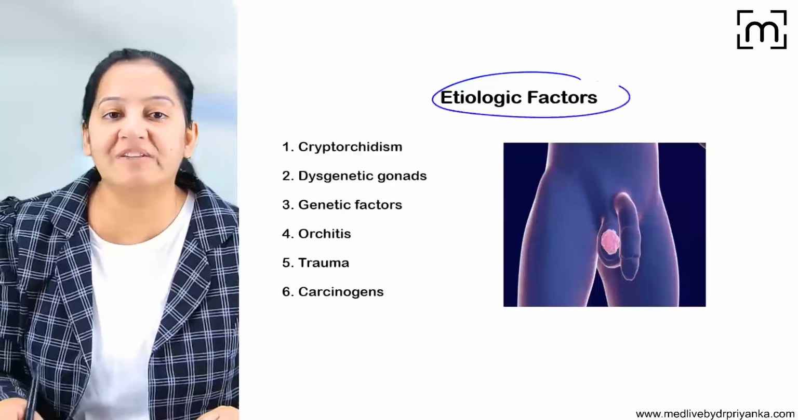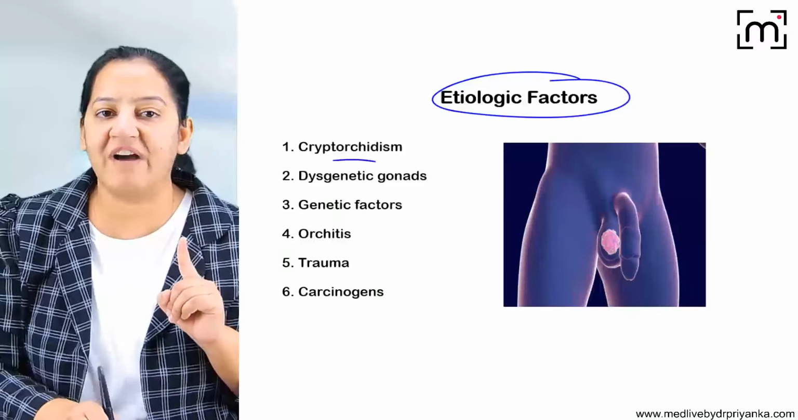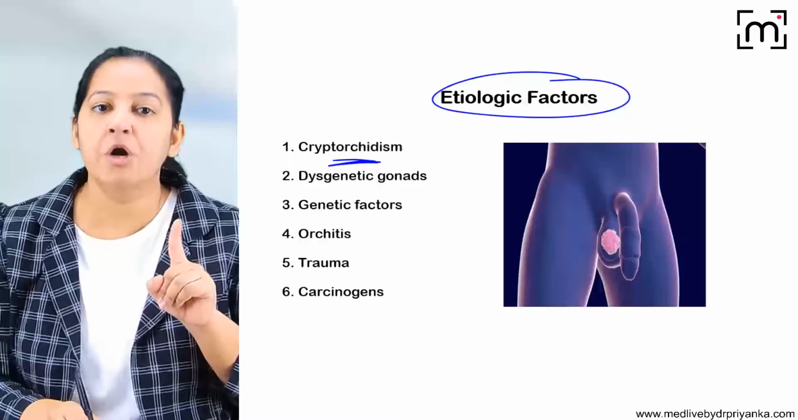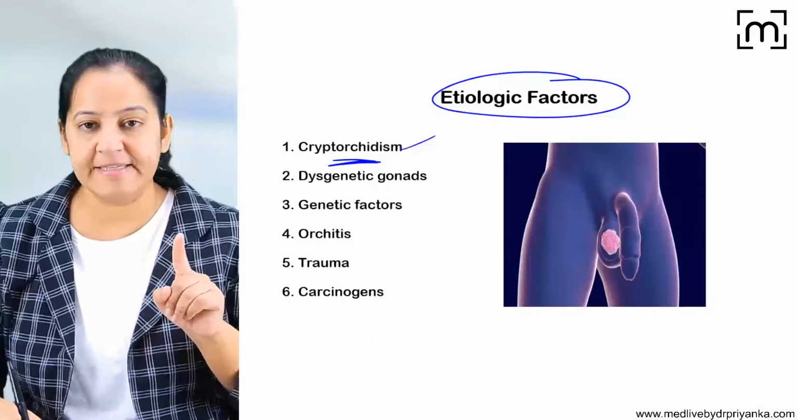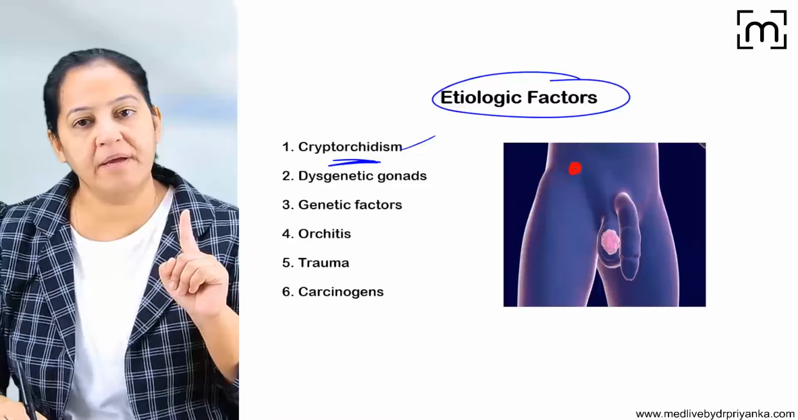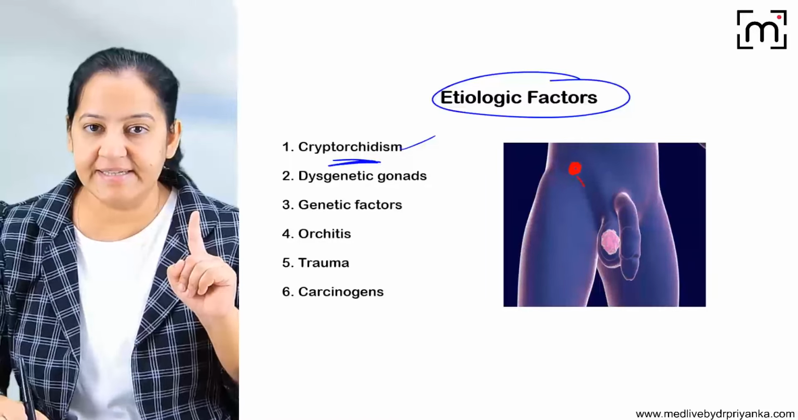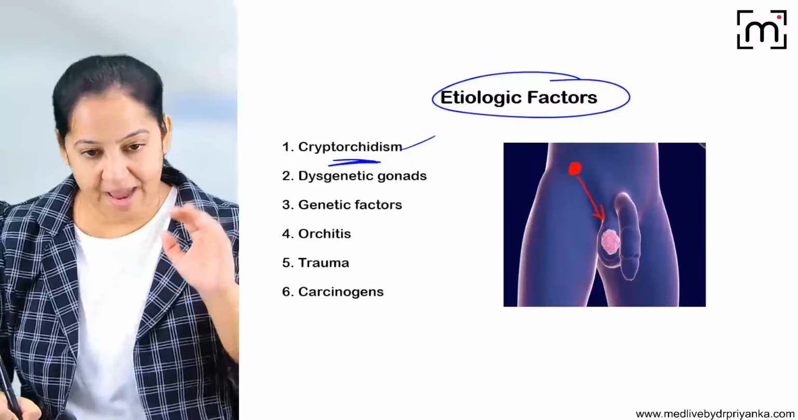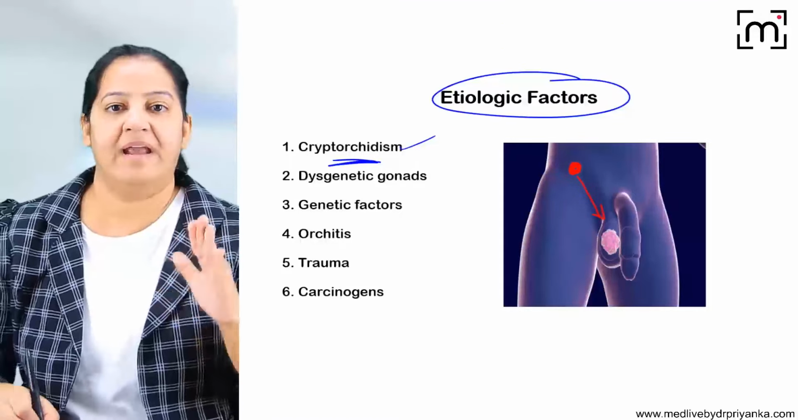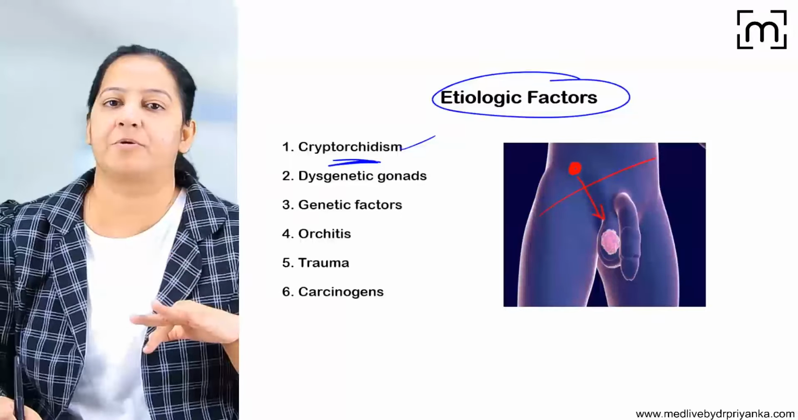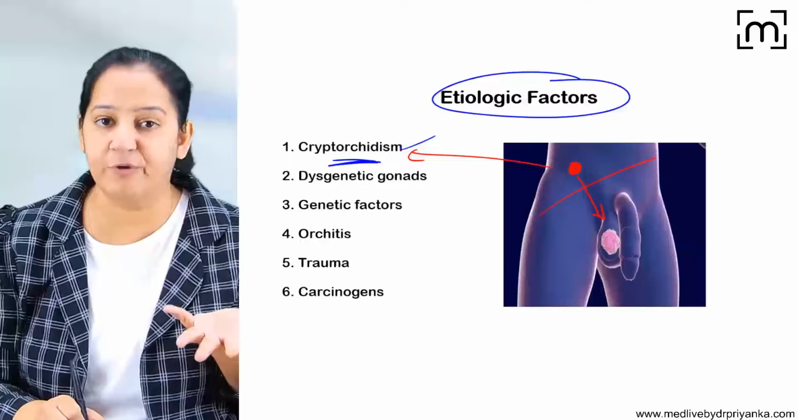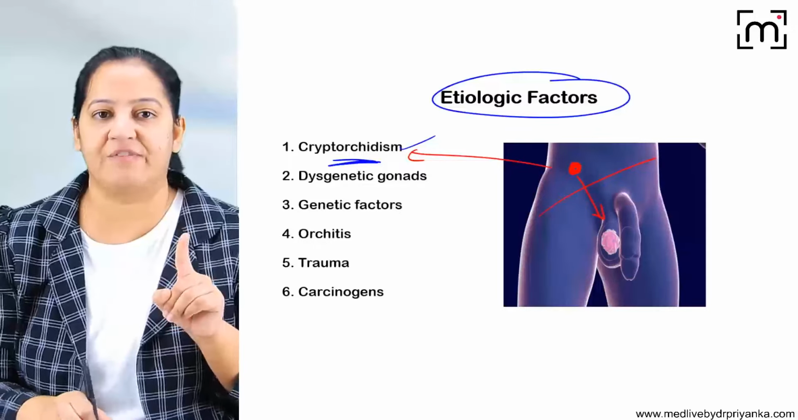Coming to the etiological factors. The most important etiological factor is cryptorchidism. I hope you have watched my video on cryptorchidism. There is a separate video on that. The testes are formed in the abdomen, in the retroperitoneum, and descend gradually during the embryonic life, and at term they are in the scrotum. If there is a failure in the descent, it is known as cryptorchidism. The cryptorchid testes is at high risk of developing malignancies in future.